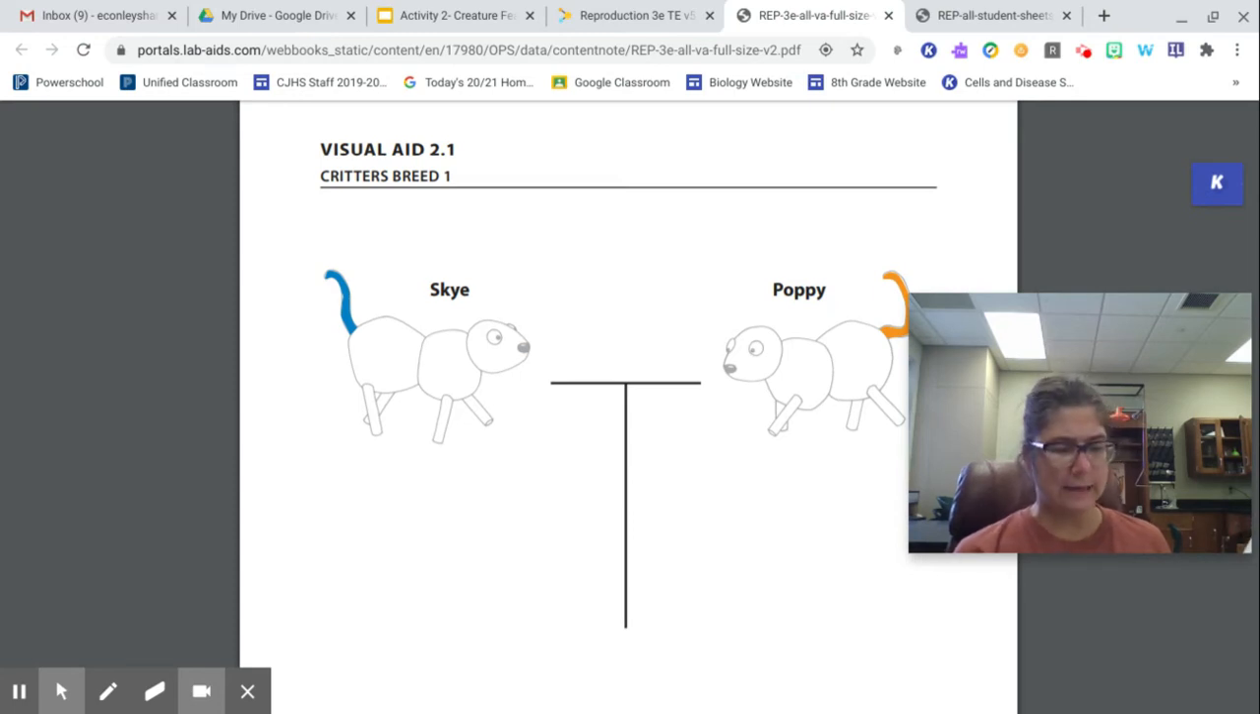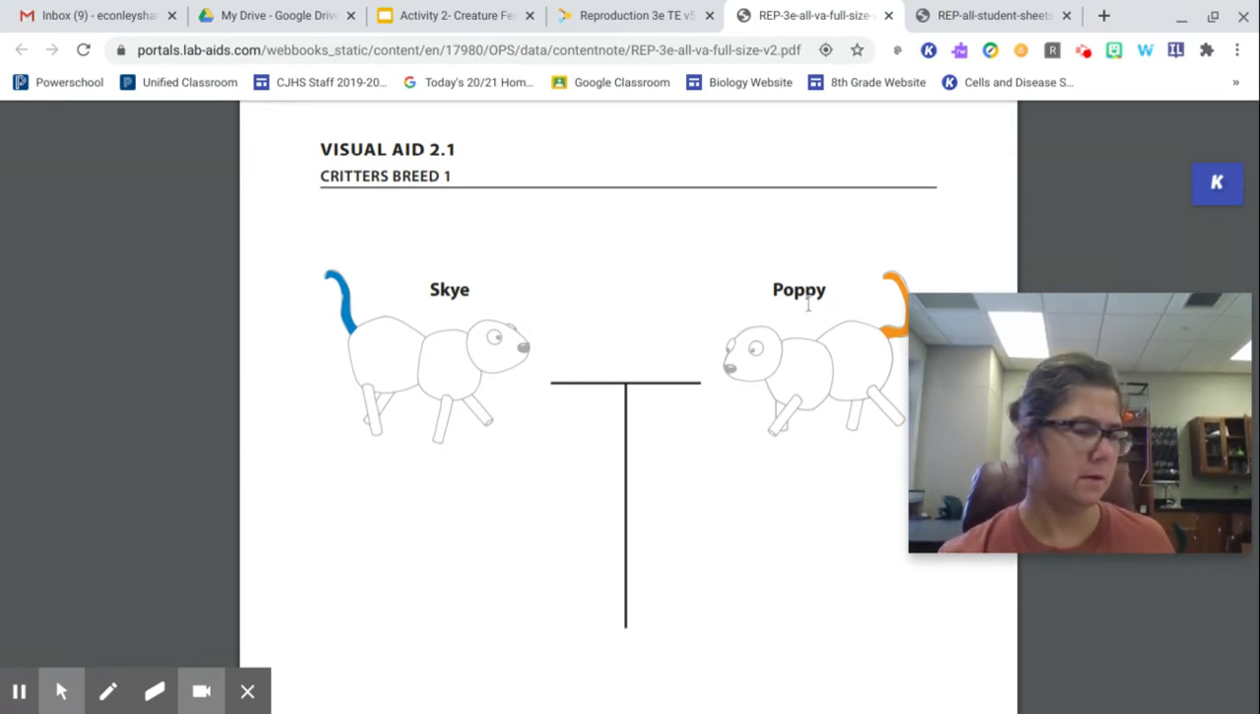Critters are hard to capture, so very few critters exist in captivity. Sky, a blue-tailed critter, lives in the Petropolis Zoo. Poppy, an orange-tailed critter, lives in the Lawrenceville Zoo. Critters reproduce by sexual reproduction.